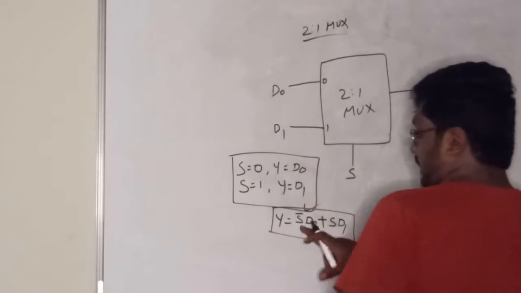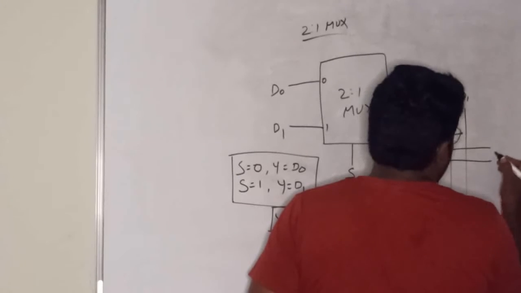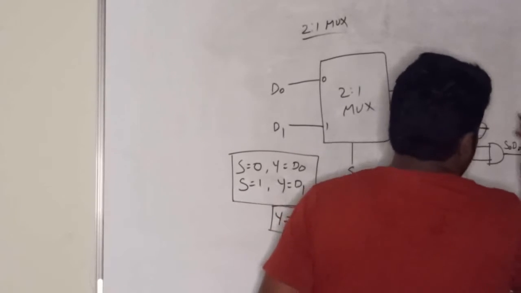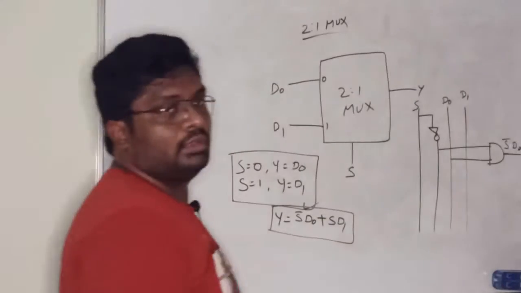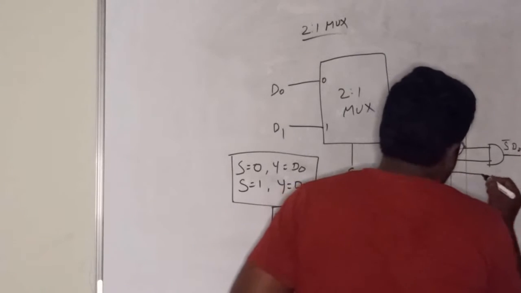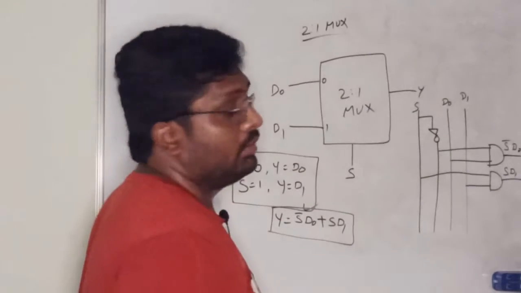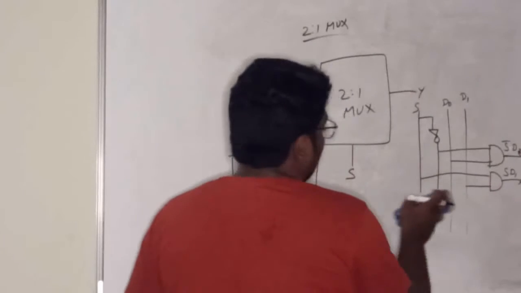Y is equal to S complement into D0. So this is the S complement and this is the D0, giving S complement into D0. Next one is S into D1. So S into D1. These two are combined with an OR gate. So this is the output Y.